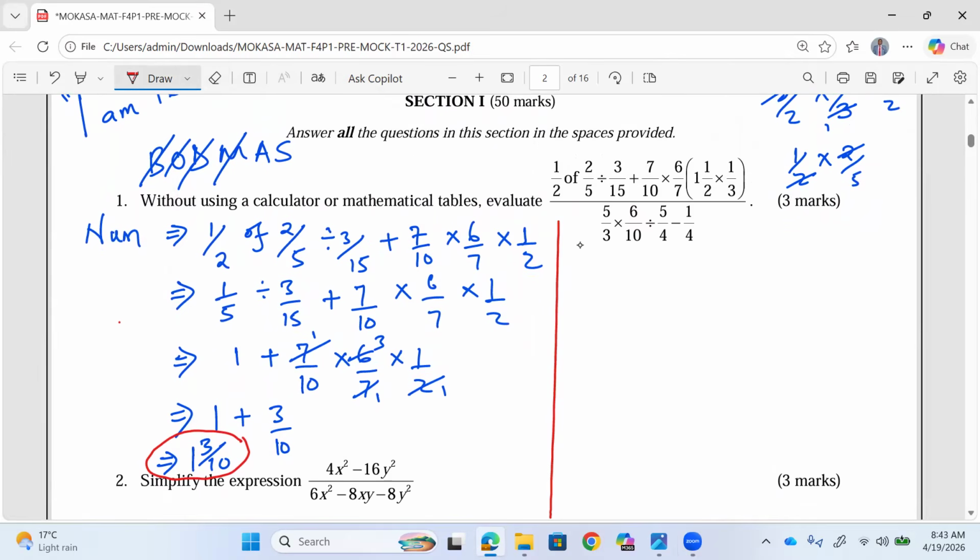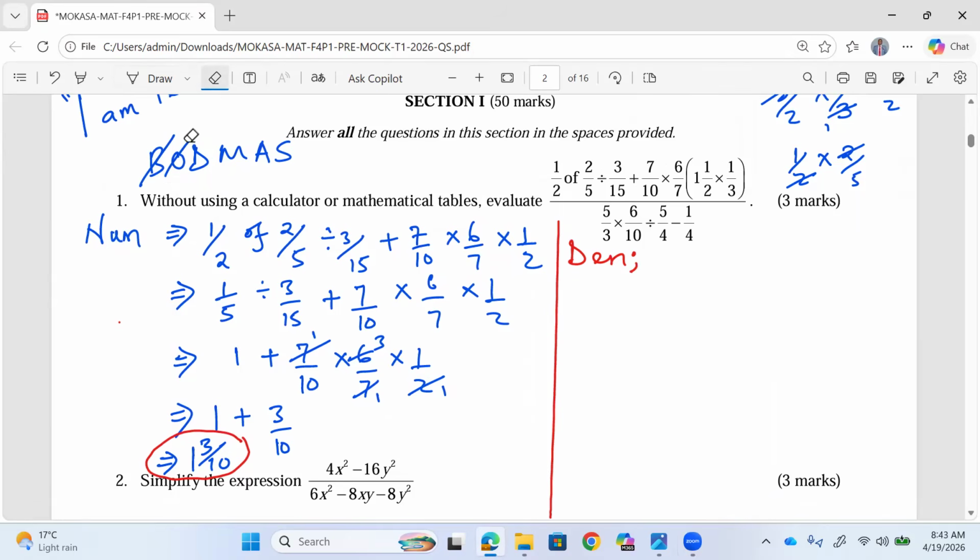So at the denominator, ladies and gentlemen, back to BODMAS again. Let's check. Do we have brackets? Not really. Do we have of? Not really. Do we have division? Yes. So where is division? At this point.